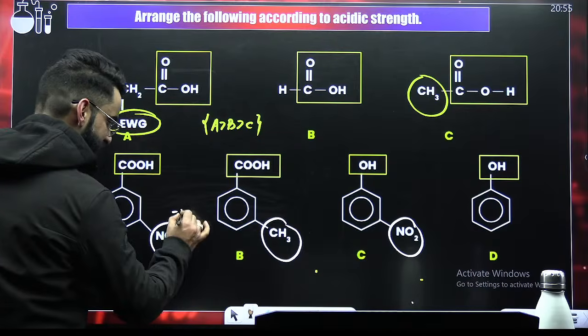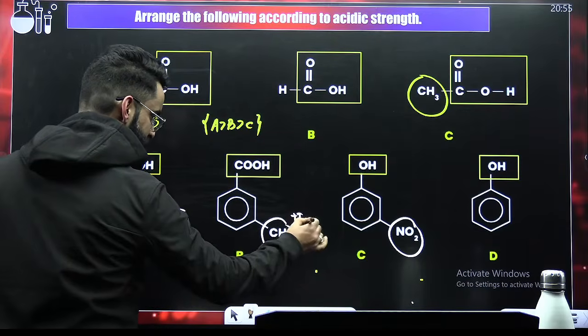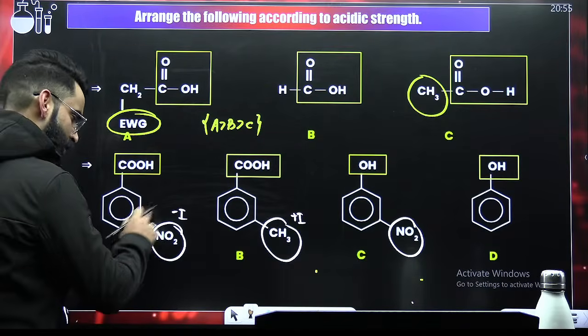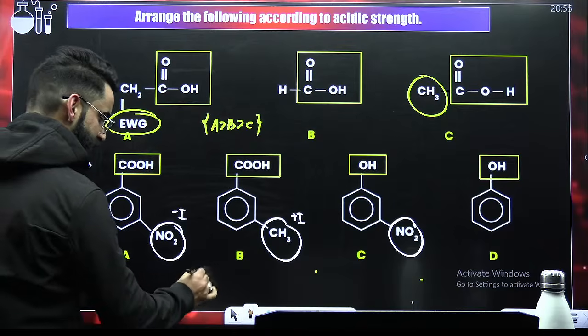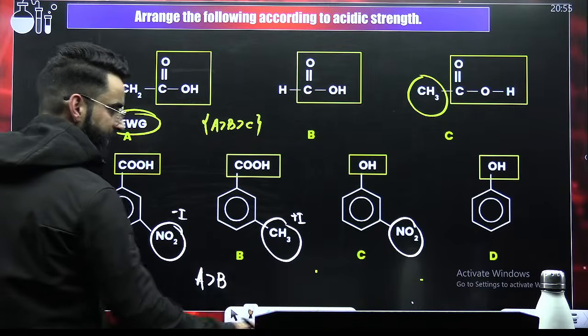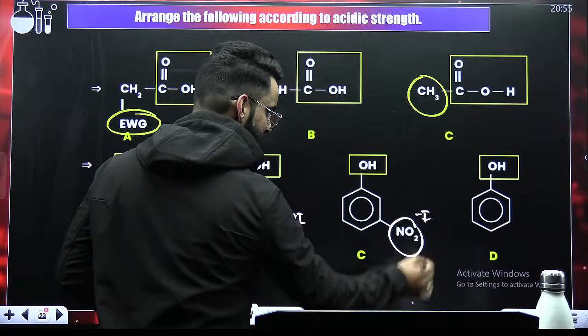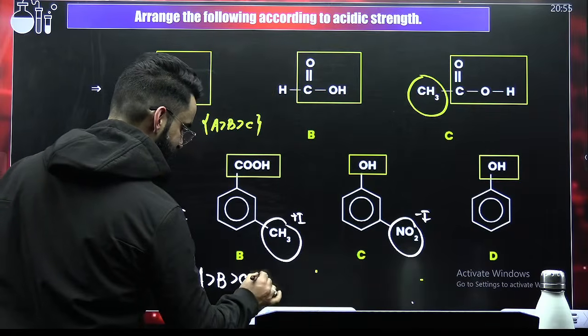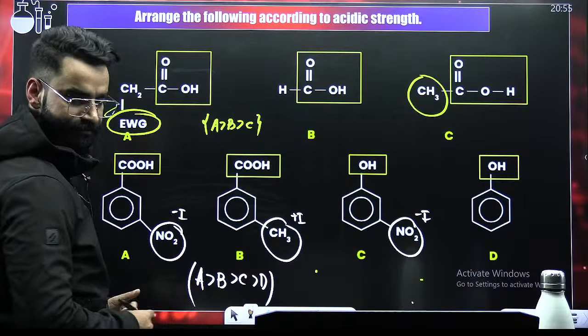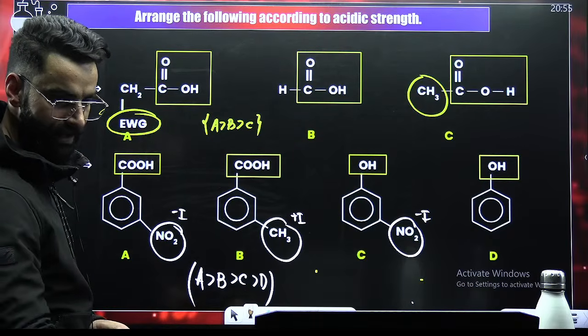Here nitro, minus I. Here CH3, plus I. Okay? And electron withdrawing groups increase acidic strength. So A will be more acidic than B. Now among C and D, minus I. Right? So C will be more acidic than D. This is the order, A, B, C, D. I hope I'm clear with this.